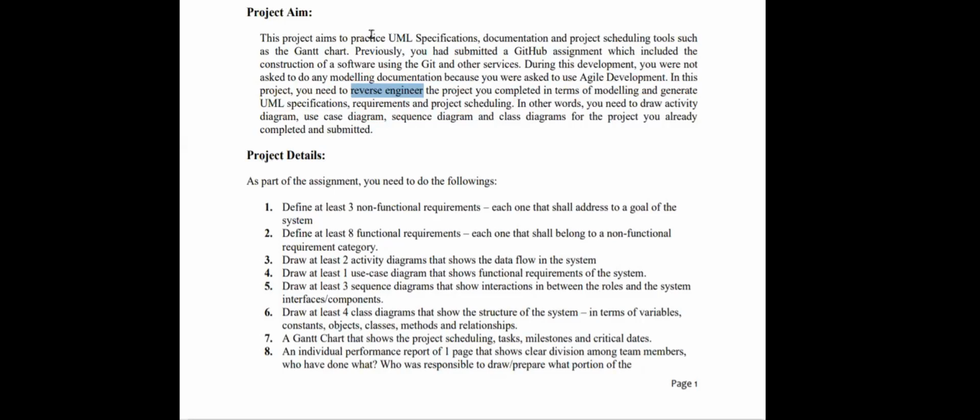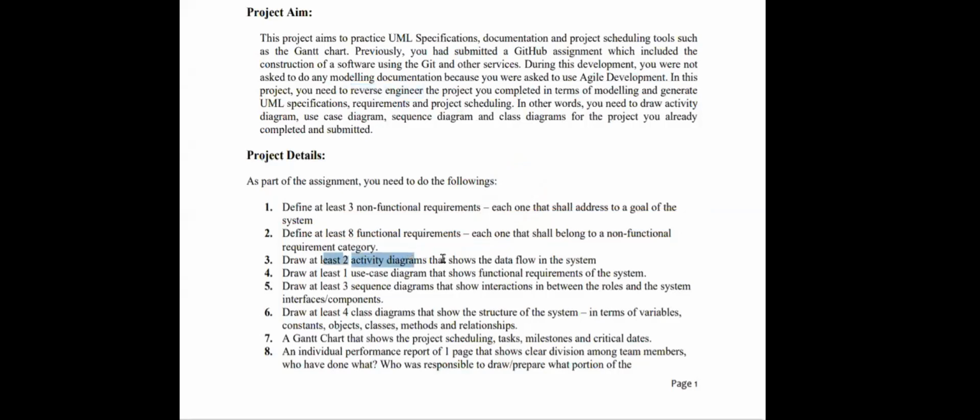Well, this week you have the numbers. At least 3 non-functional requirements, each one that should address the goal of the system. At least 8 functional requirements, each one should be tied to a non-functional requirement. So these do not pop up out of thin air. They actually come from non-functional requirements. So there should be an obvious link between the two.